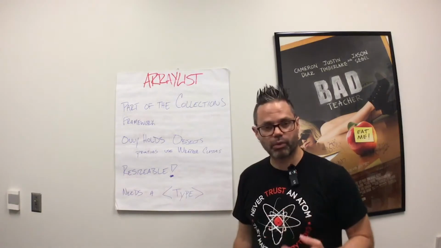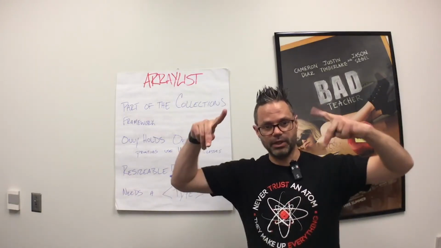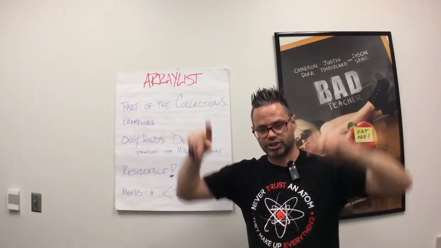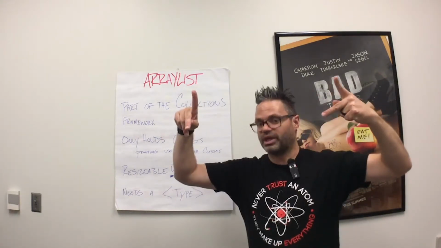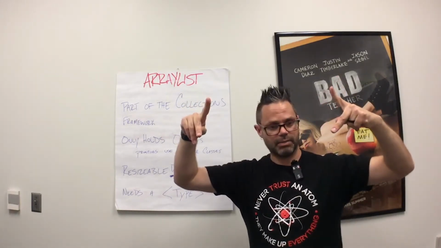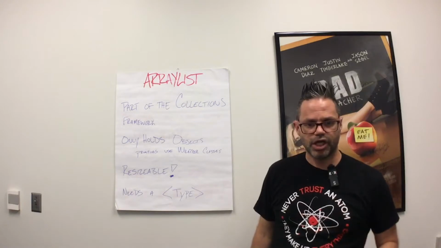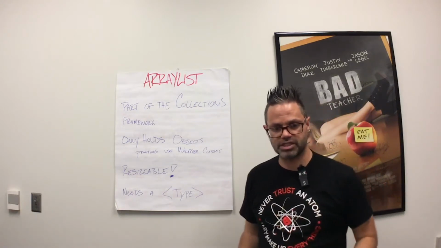Now the one thing you have to remember when working with an ArrayList is that it needs a type. I'll always use my hands like this when I talk about it in class. I call them gang signs in class, but it's the angle brackets, the type. It's what you're storing inside that. You have to type your ArrayList. It needs to know what it's holding.